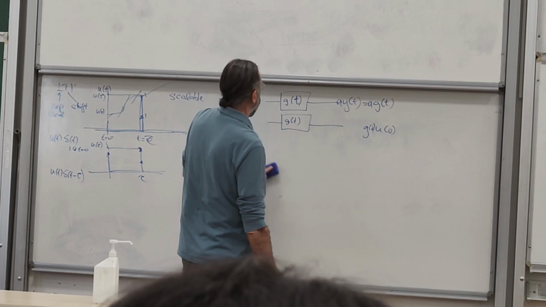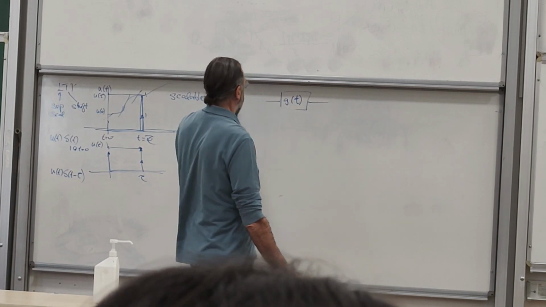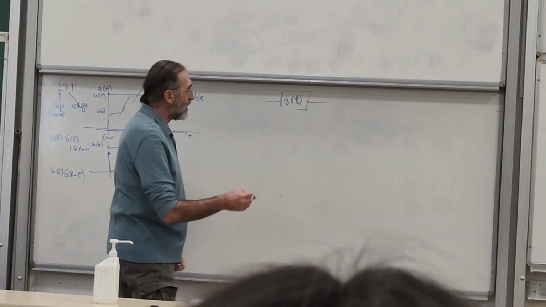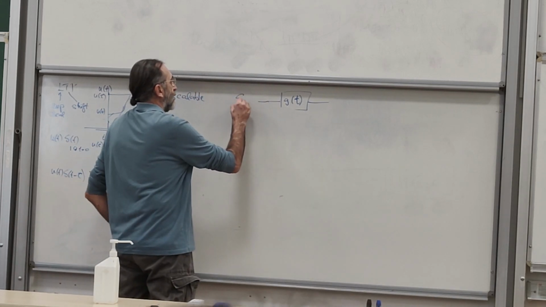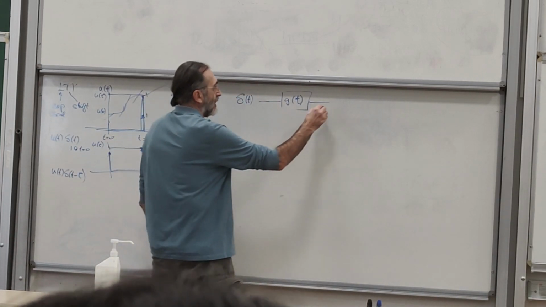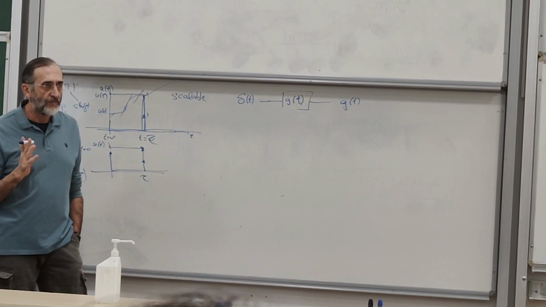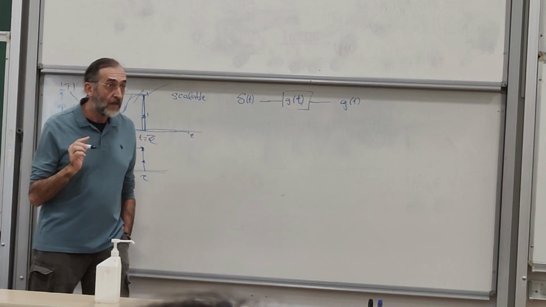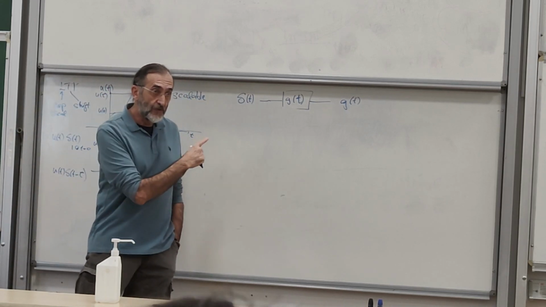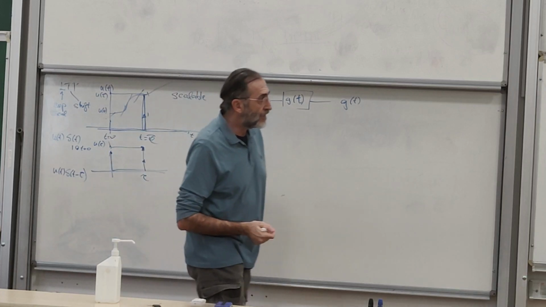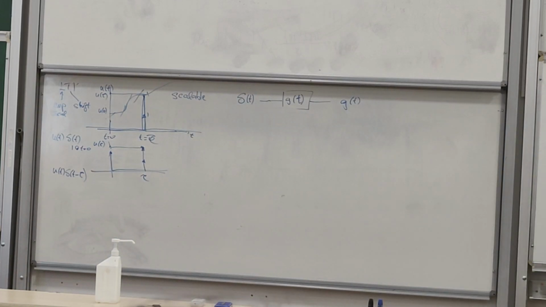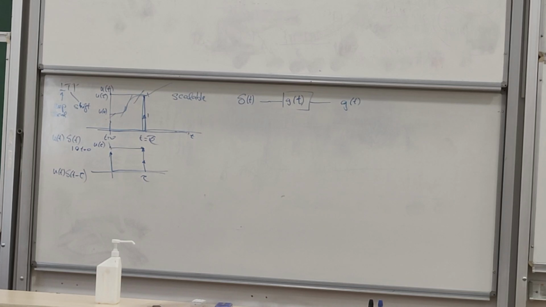Then, if I have delta of t here, then I'm going to have g of t, right? No, this is the point they don't understand. Should it be Laplace transform, like we remember here? If I give delta of t to g of t, I'm going to have y of t. I don't know what y of t, the output, is going to be.